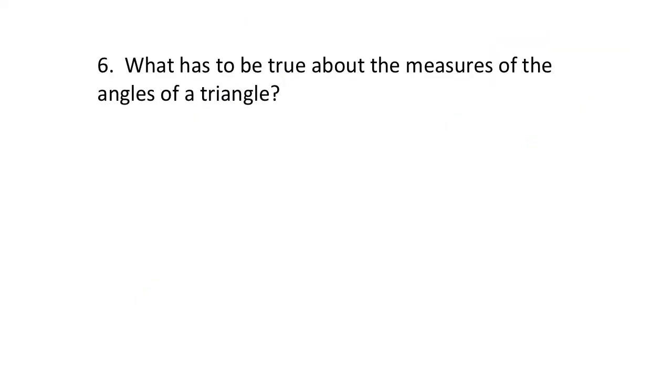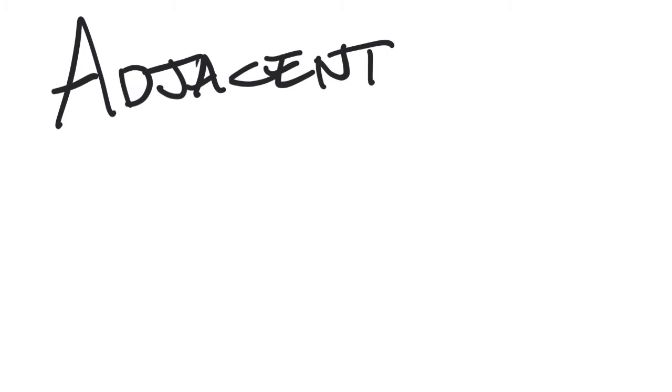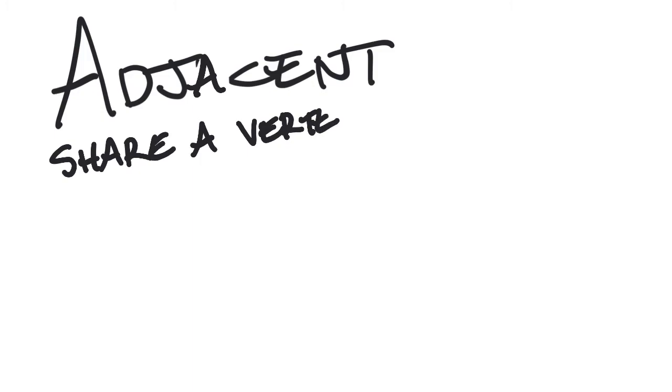So what has to be true about the measures of the angles of a triangle? Yeah, this is pretty crucial as well. Let's get into that, actually. I'm going to come back to number 6 later, okay? Here we go. All right, angles that are adjacent. I'm looking at specific examples that are adjacent, of course. So adjacent angles need to share a vertex, which again means they're going to share a point.